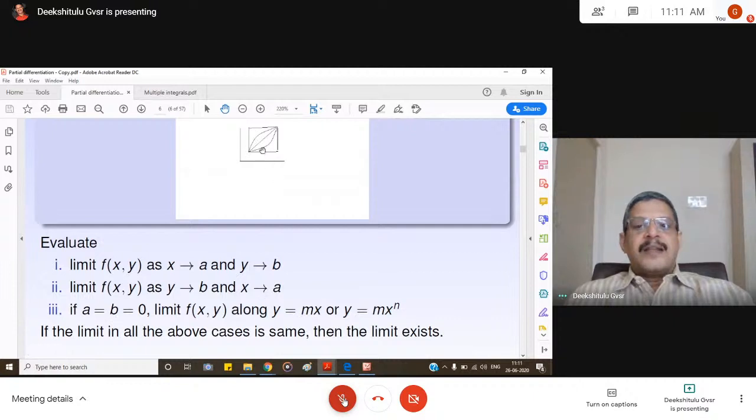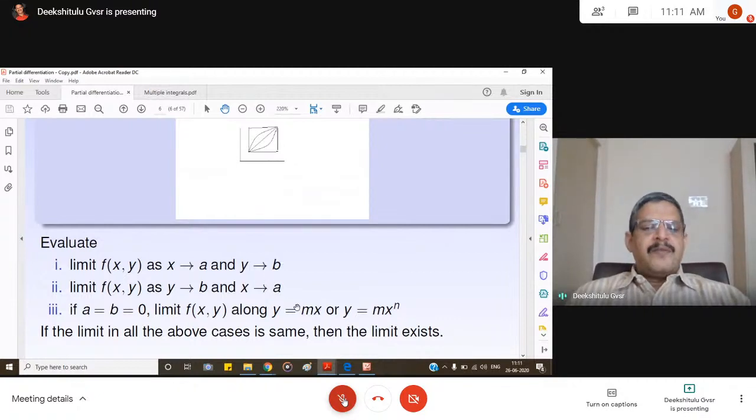Otherwise, parabola, that means y is equal to m x to the power n, for n equal to 2. For n equal to 1, we get y is equal to mx, along the straight line. When n is equal to 2, we have a parabola. For n equal to 3, a cubic polynomial. Like this, so many polynomials we can find for n equal to 3, 4, 5.